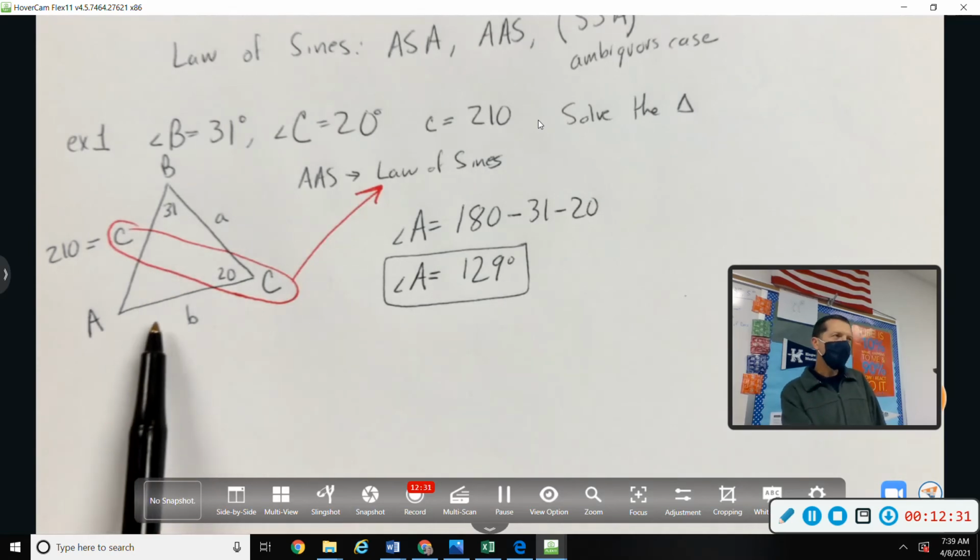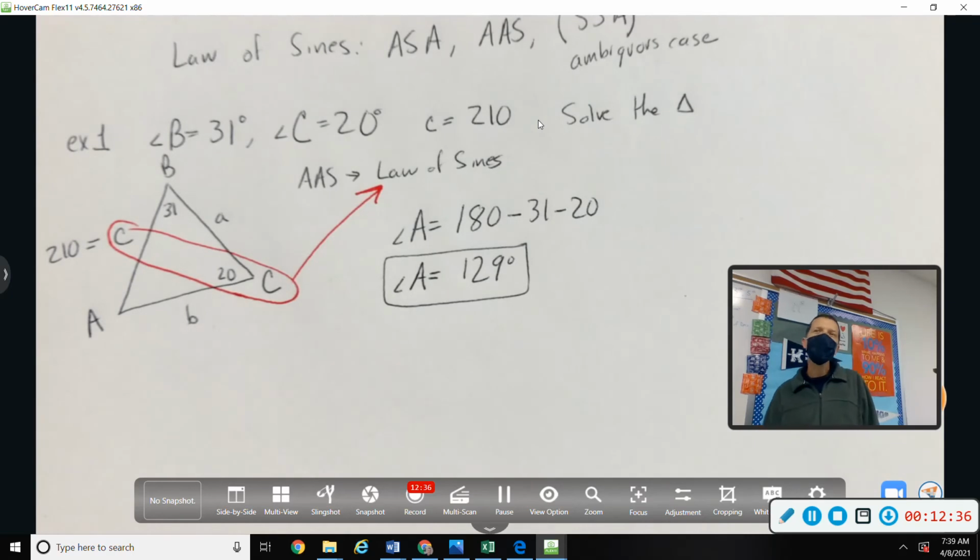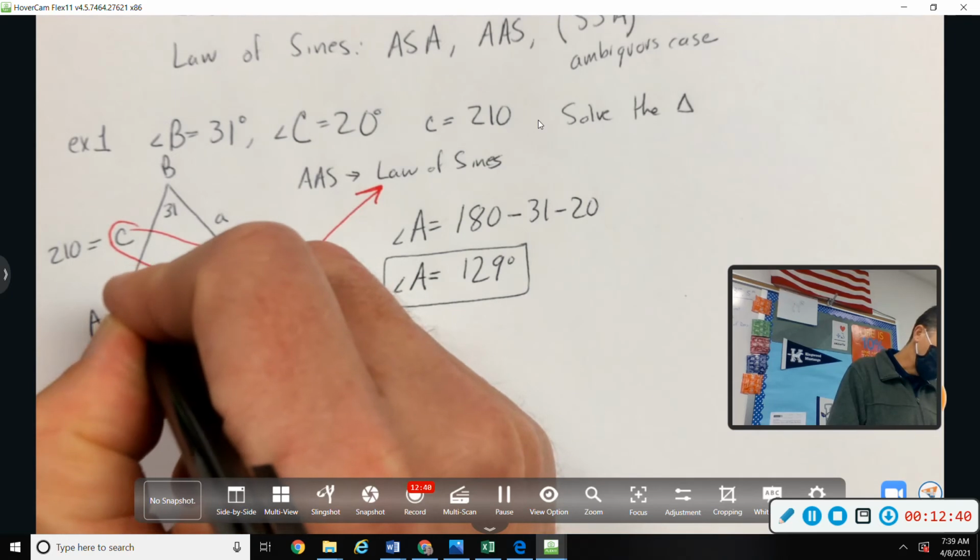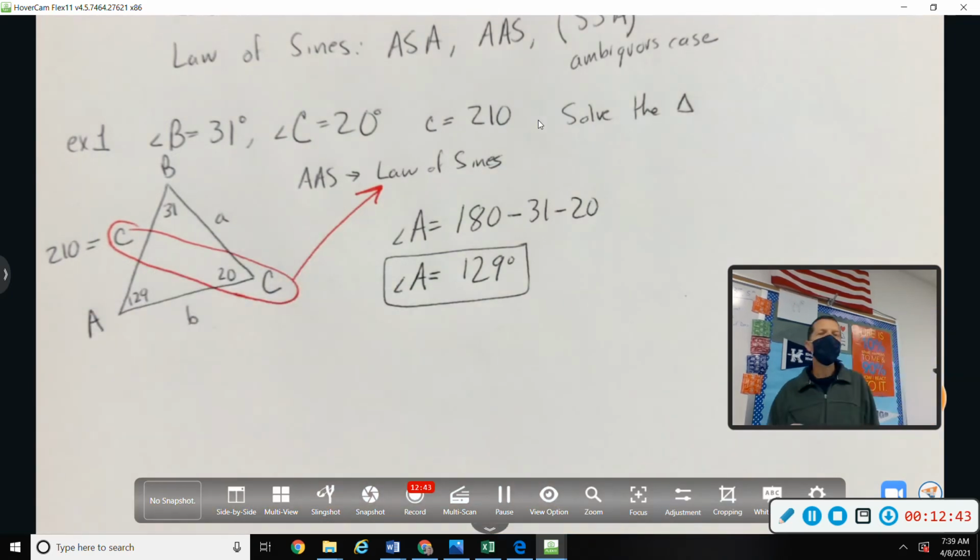You don't have to label the triangle. Some people like to label it, that way they keep up with what they know and what they don't know to make sure they found everything. You don't have to, but it might be helpful. So I'll put the 129 on there.